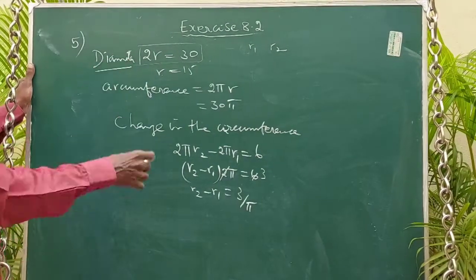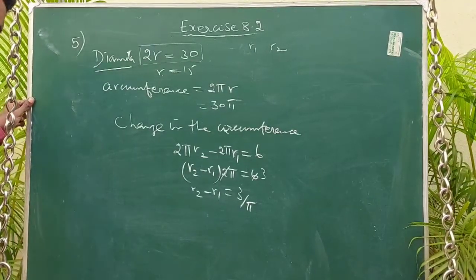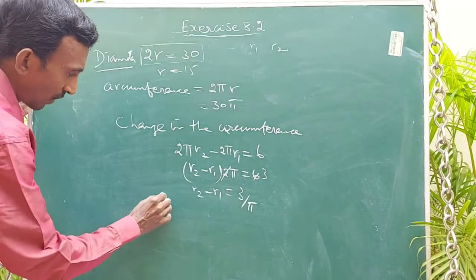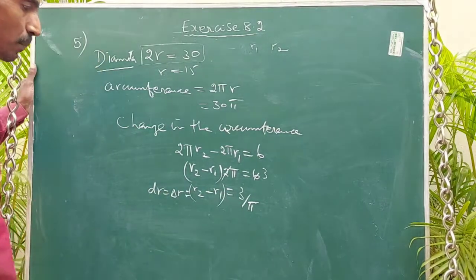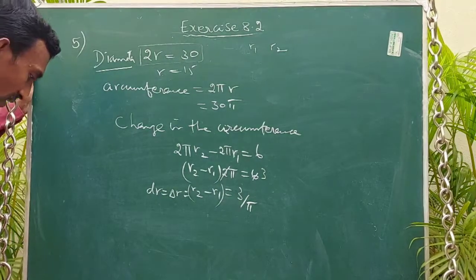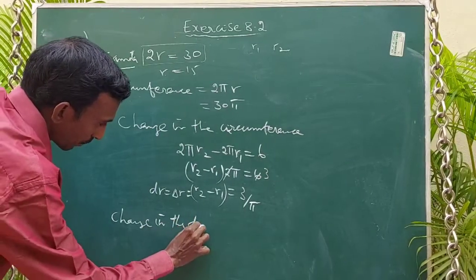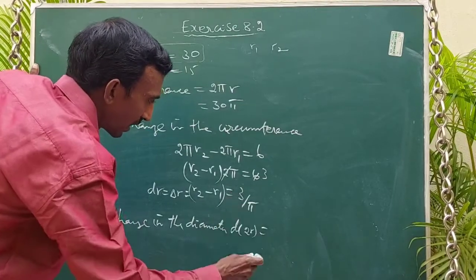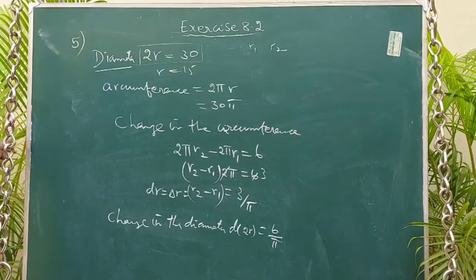They are asking, first subdivision is approximately how much did the tree's diameter grew. That means change in the diameter. So just now we are finding out dr or delta r equal to 3 by pi. So they are asking change in the diameter. So change in the diameter is dr into 2. So multiply by this 2. So 6 by pi. Okay, 6 by pi.